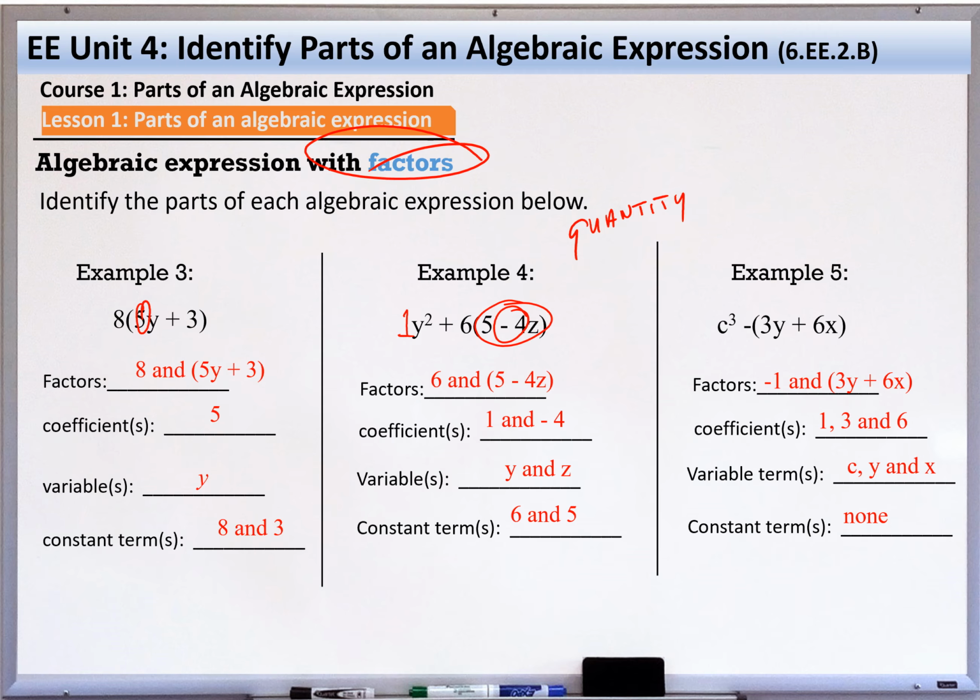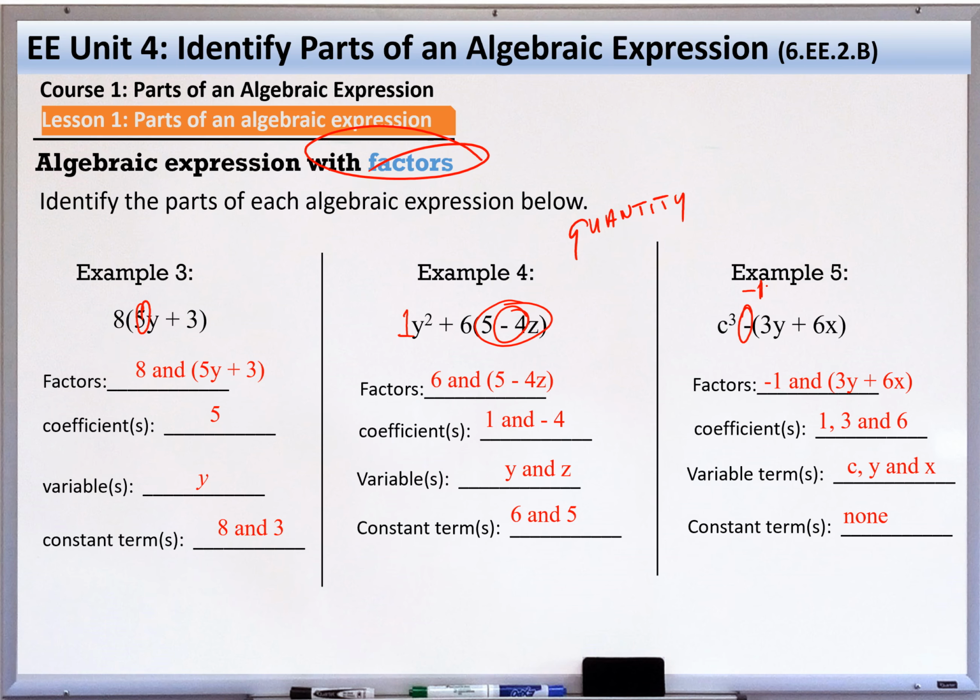Again, whenever you see this negative sign, you can think of it two ways. You can think of it as take the opposite of this, or you can think of multiply all this by a negative 1. So my factors here are negative 1 and the quantity of 3 times some number y plus 6 times some number x.